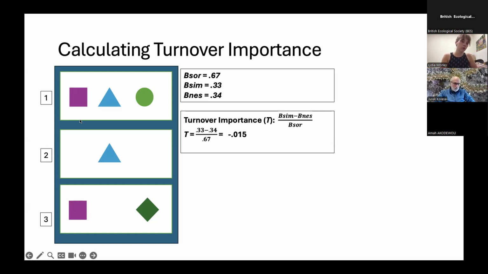calculation for our little toy community here, we knew that total beta diversity was 0.67, the turnover component, or Simpson beta diversity, is 0.33, and the nestedness component was 0.34. We take 0.33 minus 0.34 divided by 0.67, and that gives us negative 0.015. So what this tells us is that turnover and nestedness are pretty equal in how they're contributing to this community, but nestedness is slightly more important. So we're slightly on the side of that.